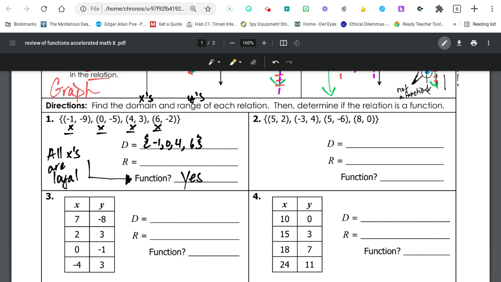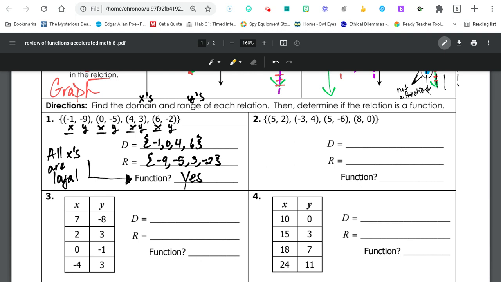Now I'm going to go ahead and get my range out of the way. My range is a set of all y values. So that would be -9, -5, 3, and -2. All right, you pause the video and try number 2. Okay, this is what you should have.